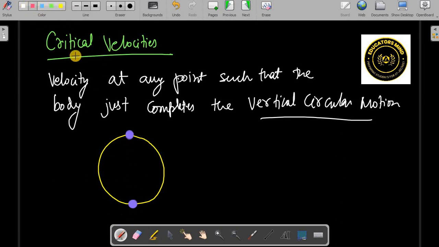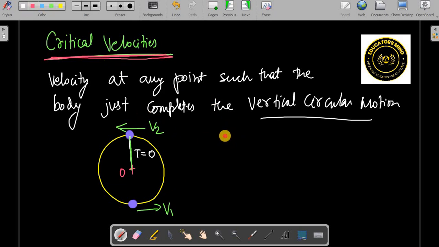So what is the condition for critical velocity? For just completing, the tension at the topmost point becomes 0. That's the condition. Instantaneously the tension becomes 0, but immediately tension is regained because it moves to the other side. So what is the speed at the bottom? V1. What is the speed at the top? Let's say V2, or we can calculate at any other place.